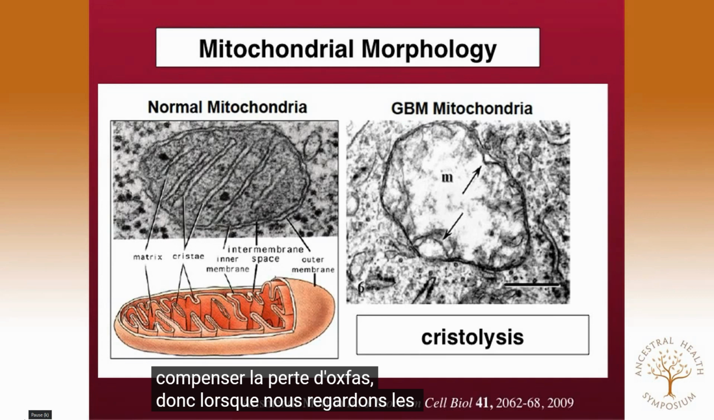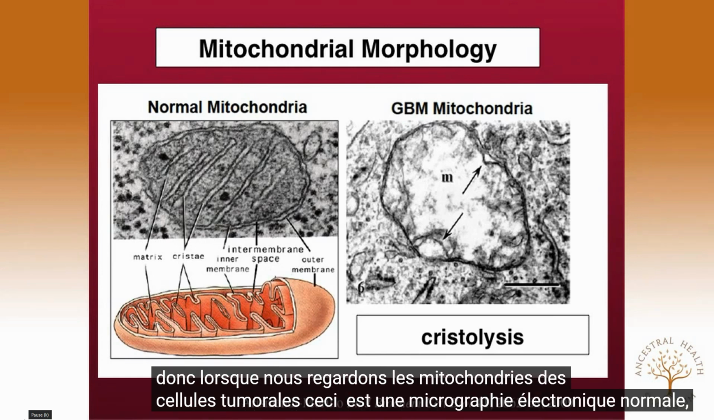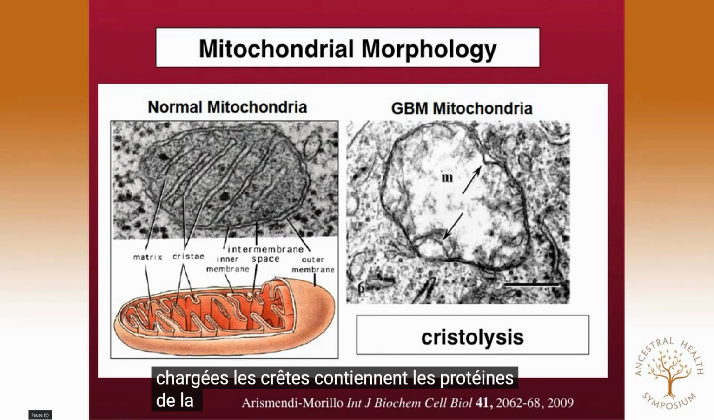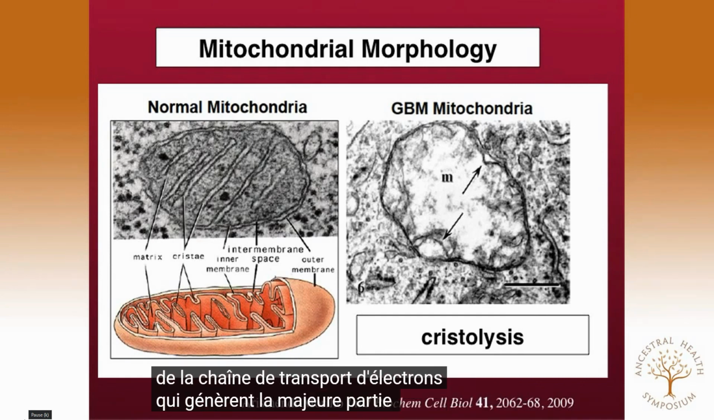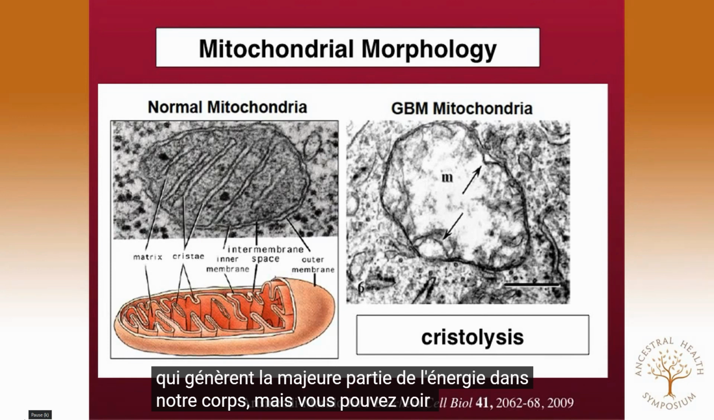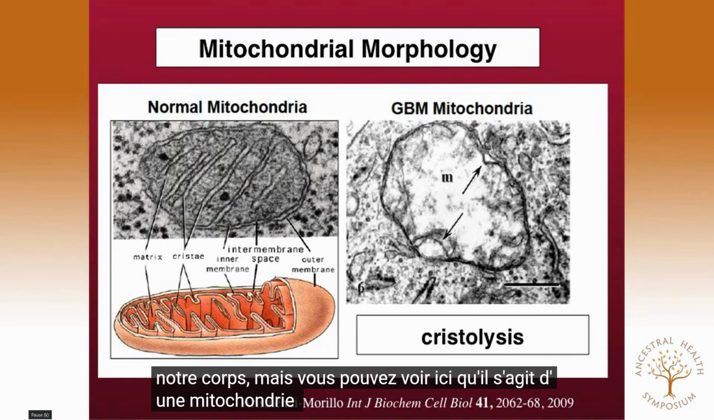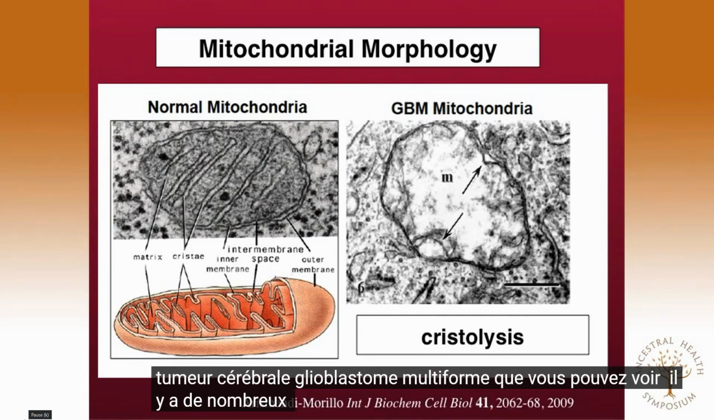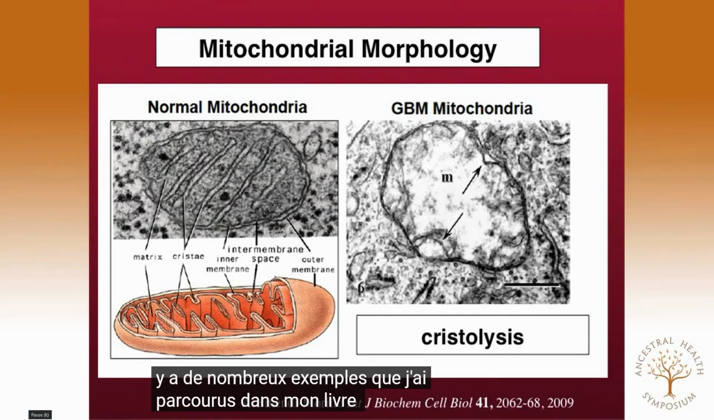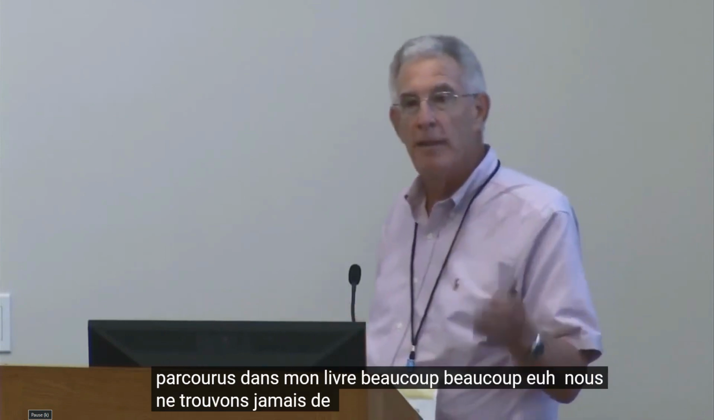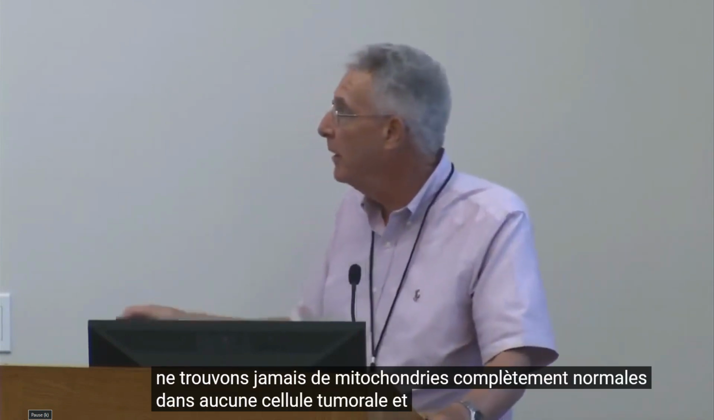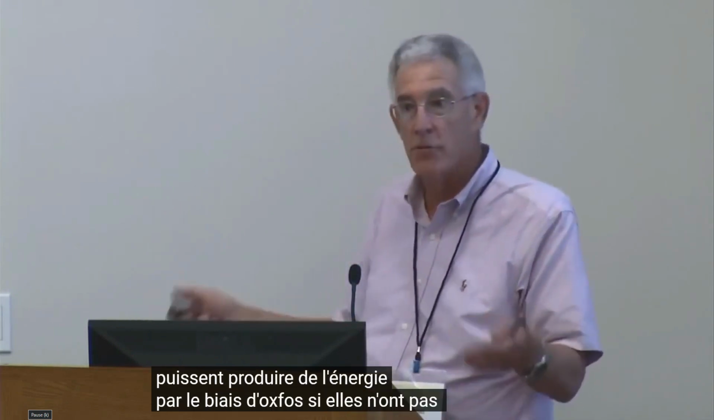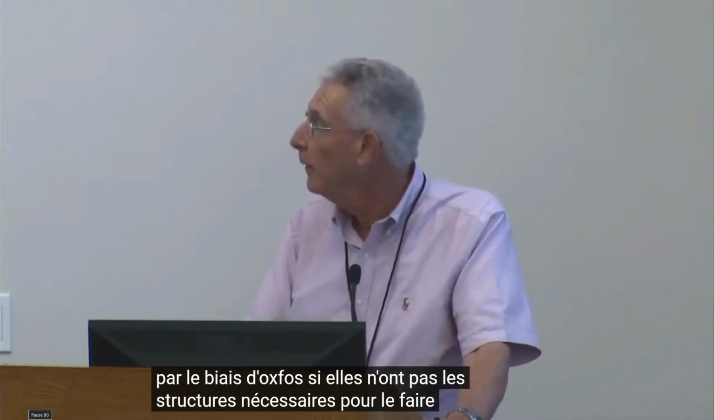When we look at mitochondria of tumor cells, this is a normal electron micrograph. You can see the cristae loaded. The cristae contain the proteins of the electron transport chain, which generate most of the energy in our bodies. But you can see here, this is a mitochondria of a glioblastoma multiforme, a brain tumor. You can see its cristolysis. There are many examples I've gone through in my book. We never find completely normal mitochondria in any tumor cell. And there's no way that these tumor cells are going to be able to produce energy through oxphos if they don't have the structures needed to do this.